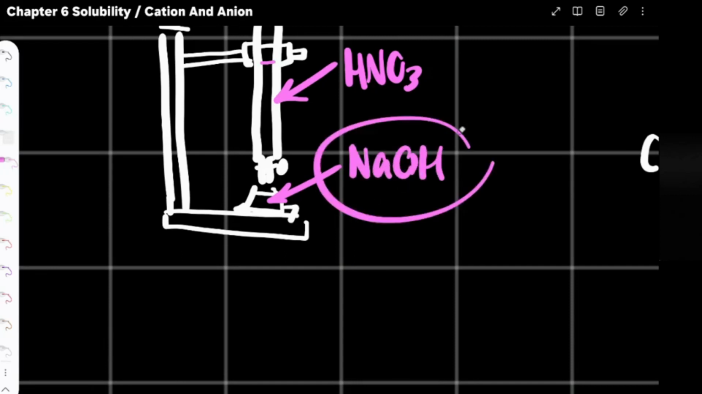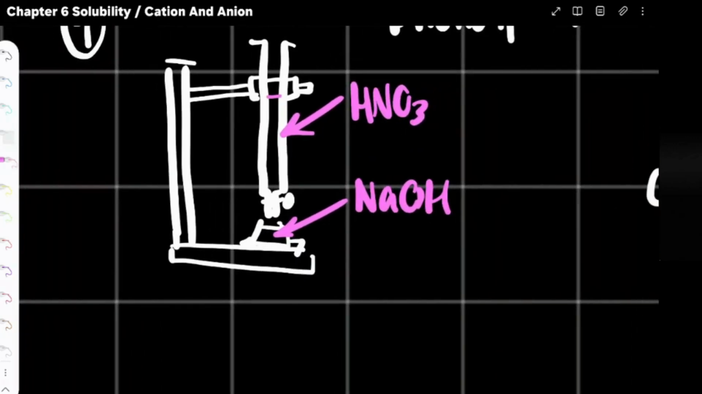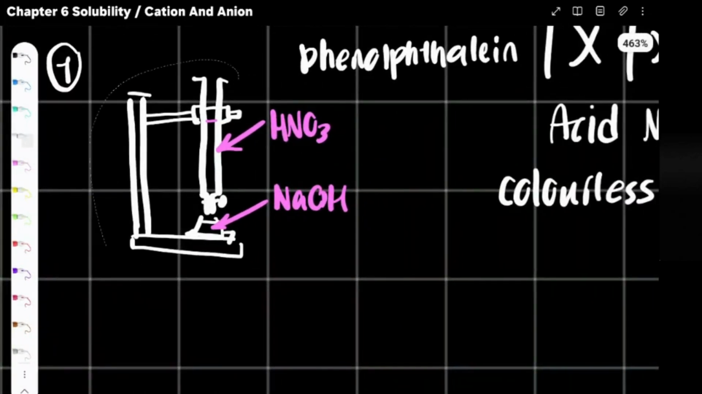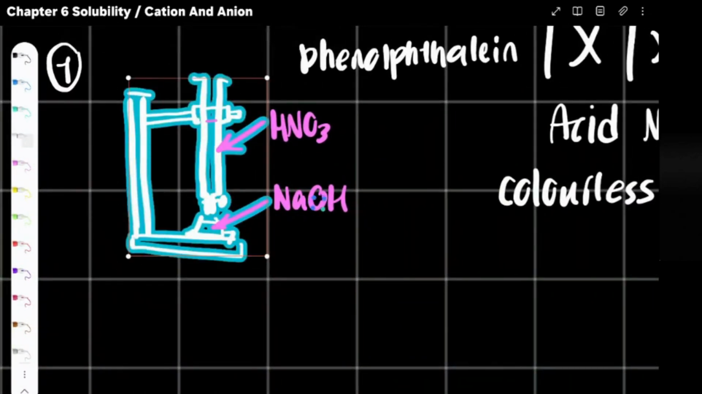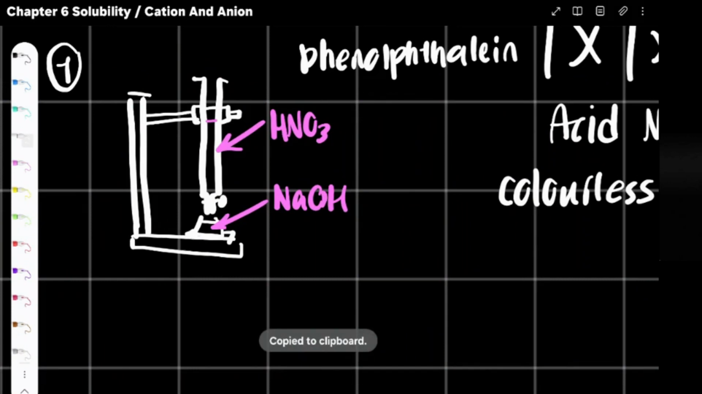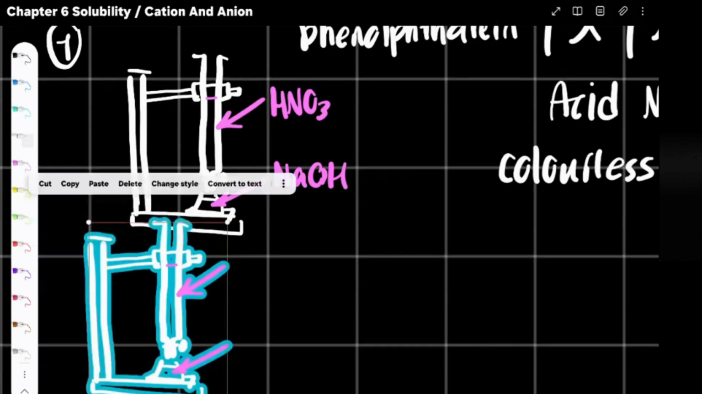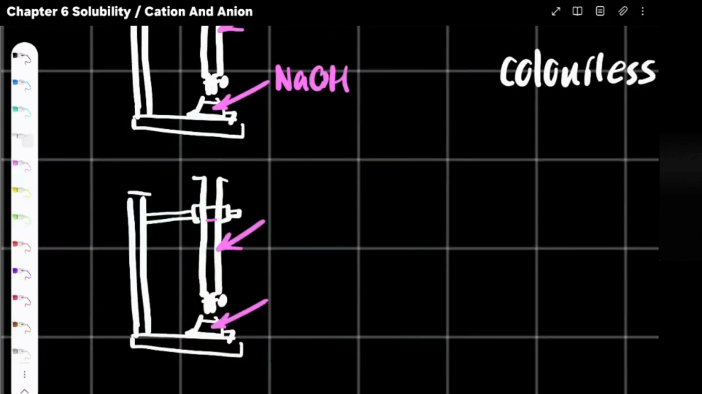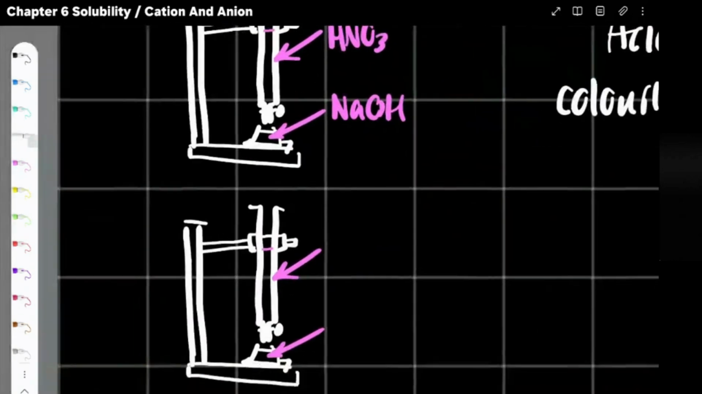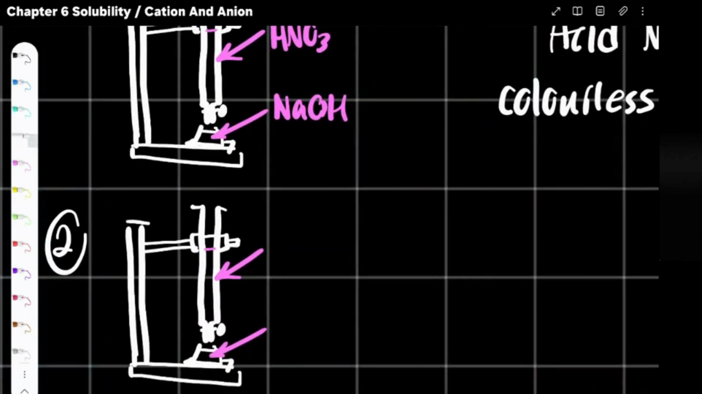So this one has already produced the salt that we want. But is the salt that we want the one that we can use? No, because why? There's indicator inside here. So that's why we're going to do it again. Okay, I'm just going to copy this. I'm too lazy. There you go. Now we're going to do it again, but this time without the indicator. Very simple, right?